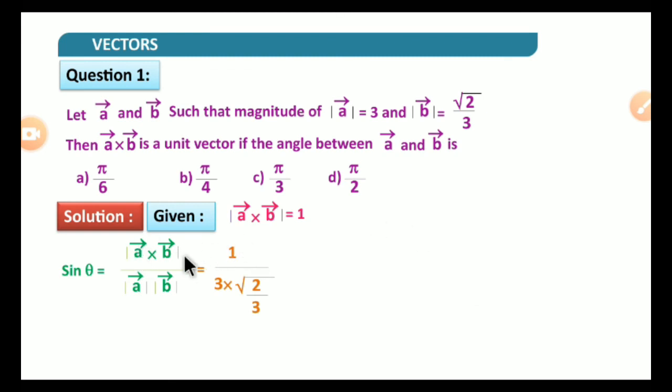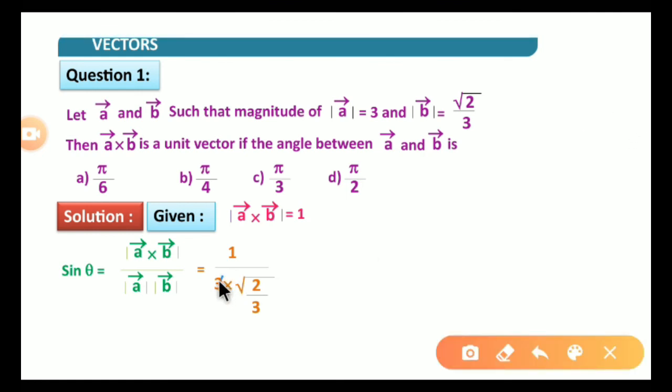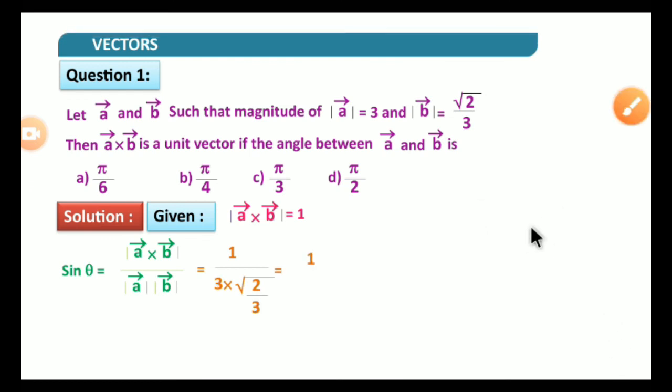So magnitude of A cross B is equal to 1, magnitude of A is equal to 3 and magnitude of B is equal to square root of 2 divided by 3. Now here we can cancel 3 and 3. Therefore, the remaining is 1 by root 2. So according to the values of trigonometric ratios of standard angles, sin theta is equal to 1 by root 2, then definitely theta is equal to pi by 4 or 45 degrees.